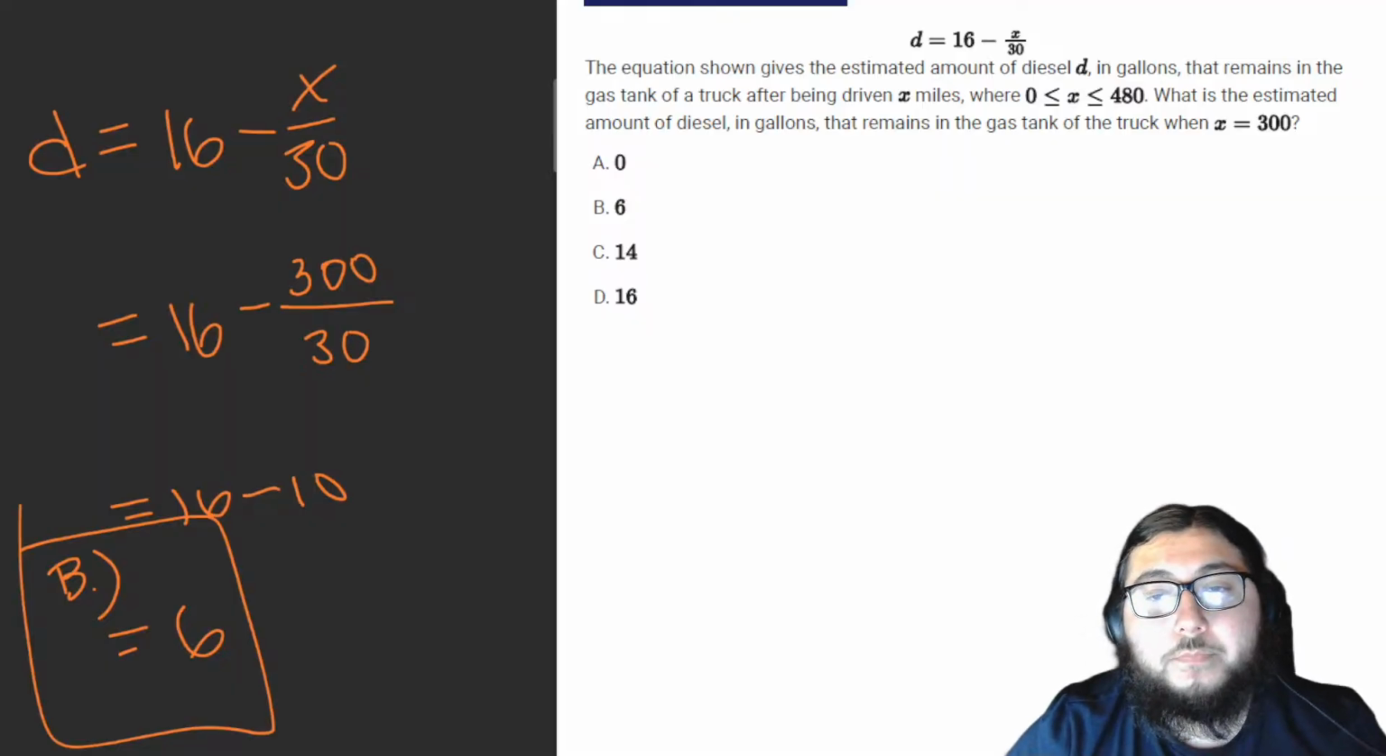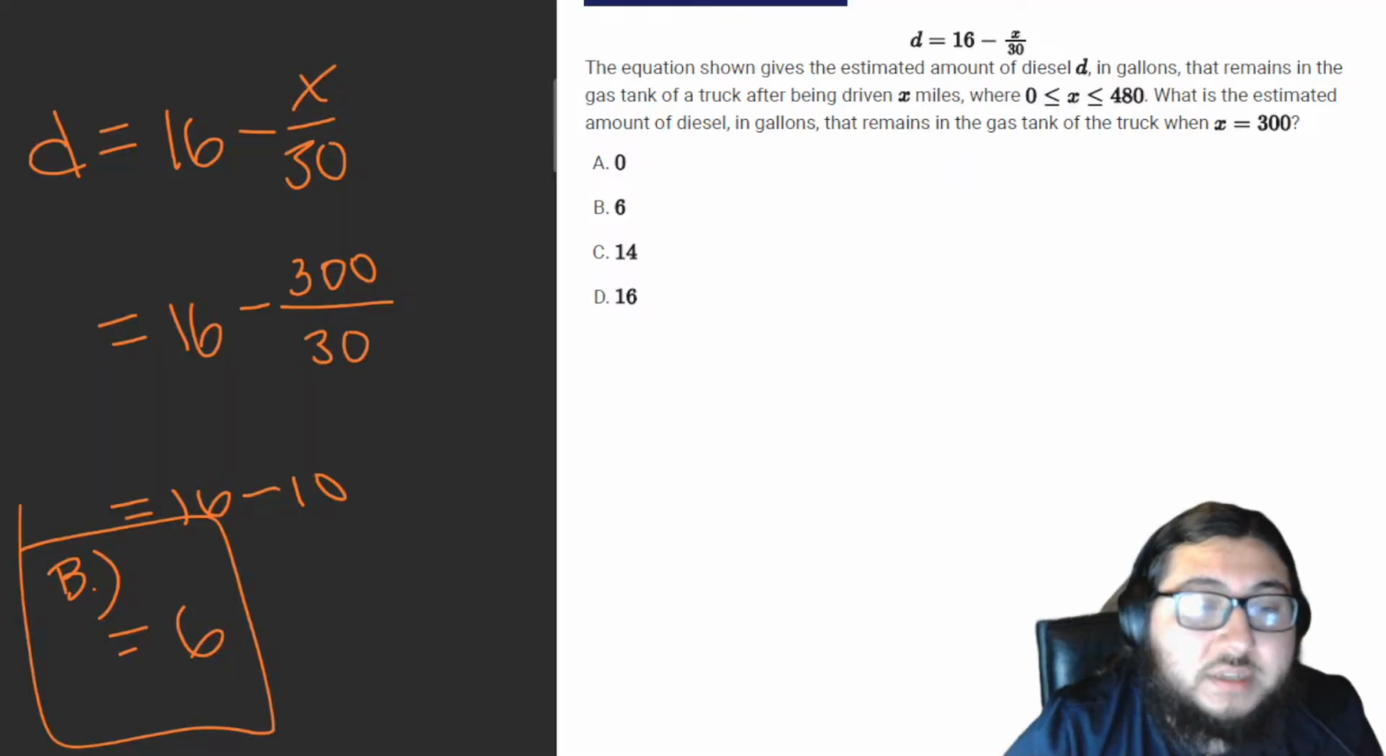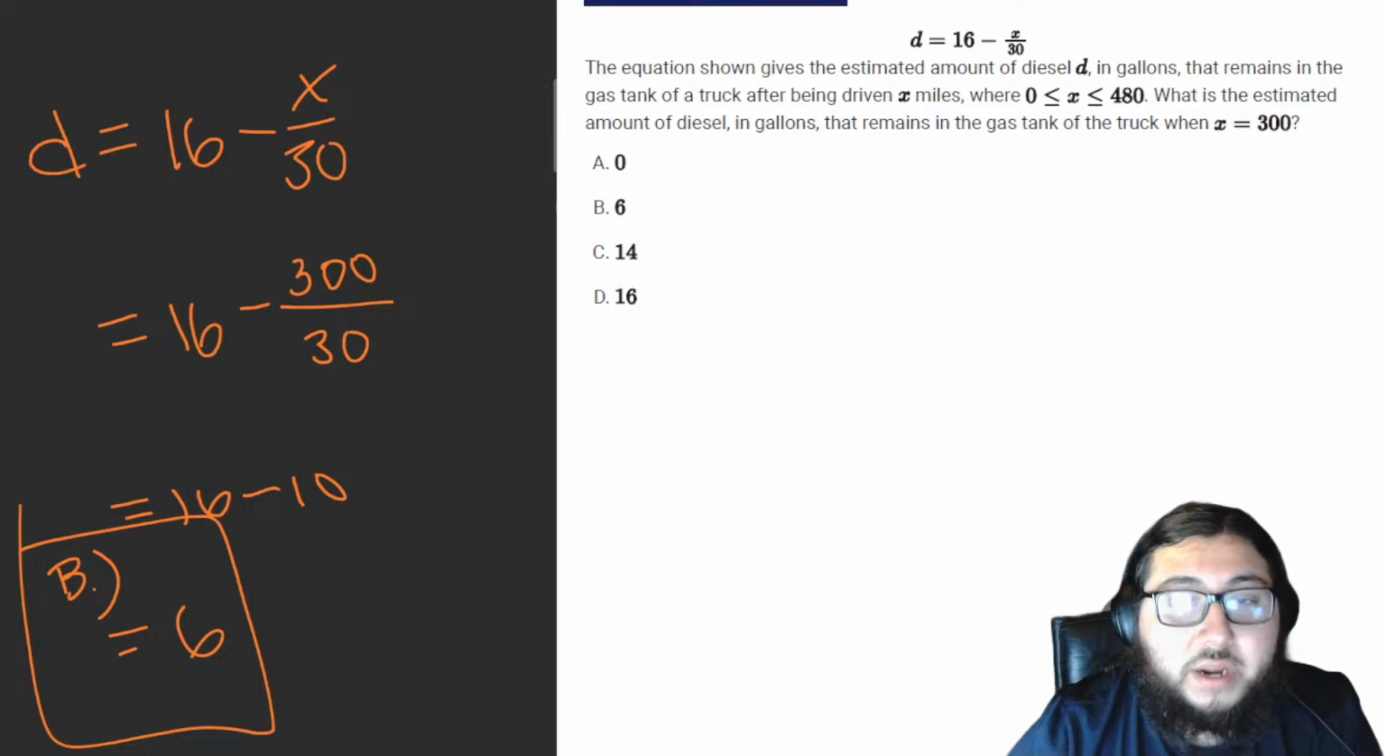That one's pretty simple. It's just recognizing that you have to substitute the value that they give you for X in the equation that they give you for D.